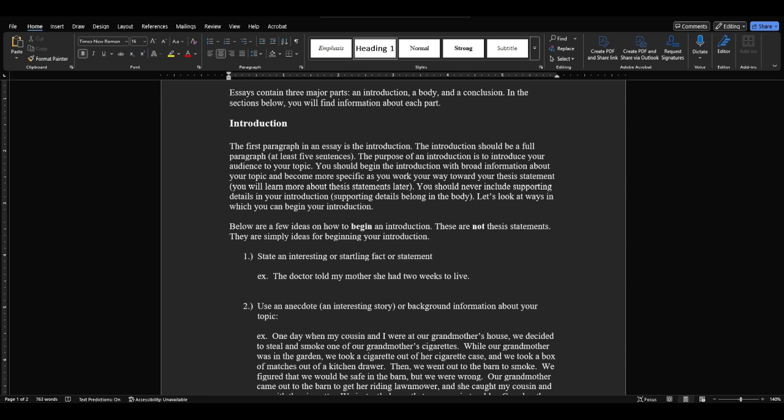We'll talk more about thesis statements in another video, but you should never include supporting details in your introduction. Those are for your body paragraphs. In your introduction, you just introduce your topic, you give maybe any background information that your reader might need, and you just have your thesis statement.